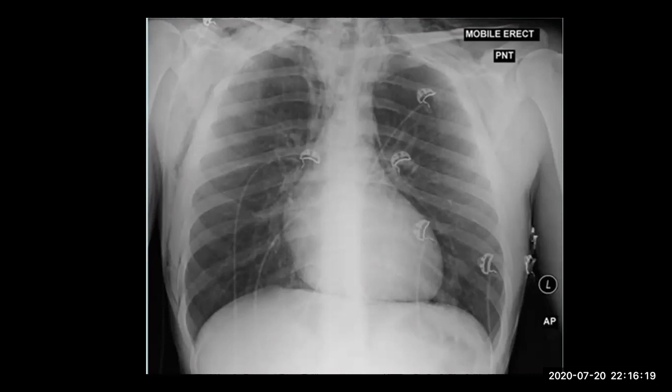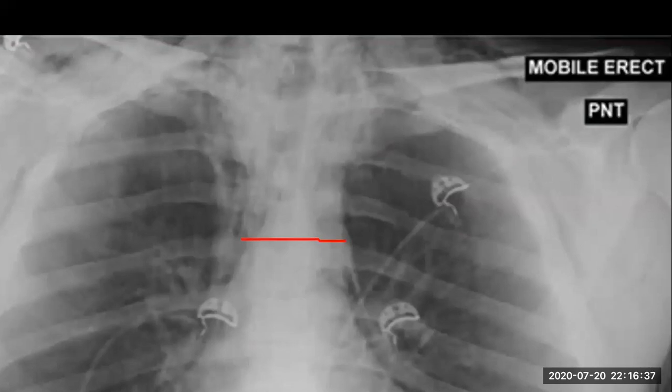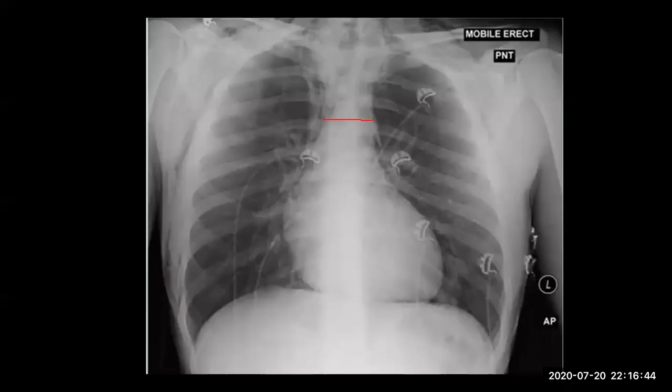No, the mediastinum width is okay. Is there anything else? Fractured ribs? There is no apparent rib fracture.